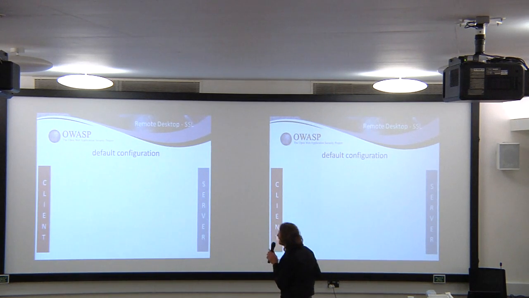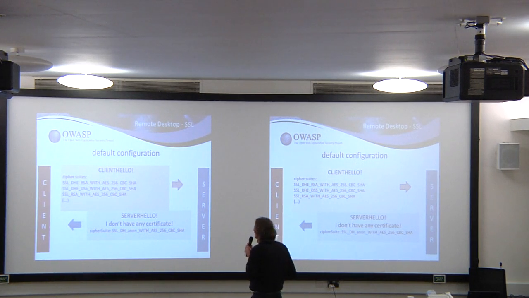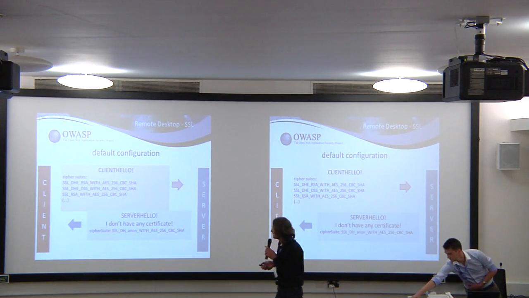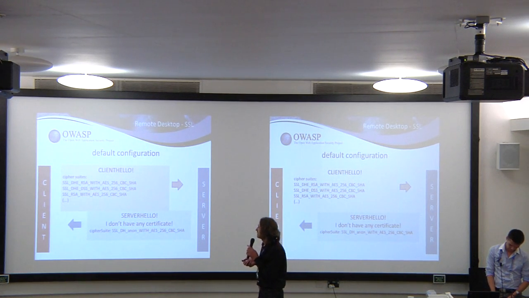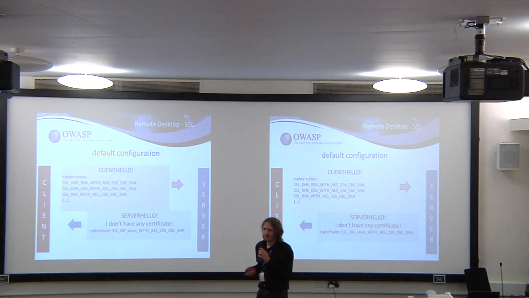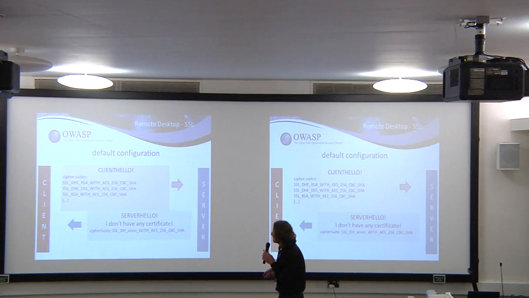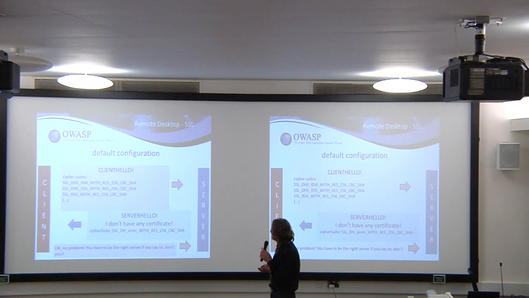Let's get back to the SSL. In the default configuration, the server didn't have any certificates configured. So it couldn't do any of this DSS, RSA, or something like that. It could offer the client only an anonymous cipher suite. So obviously this is vulnerable to the man-in-the-middle attack. And that's the configuration we saw in the real world. But of course it's vulnerable, as you can see.